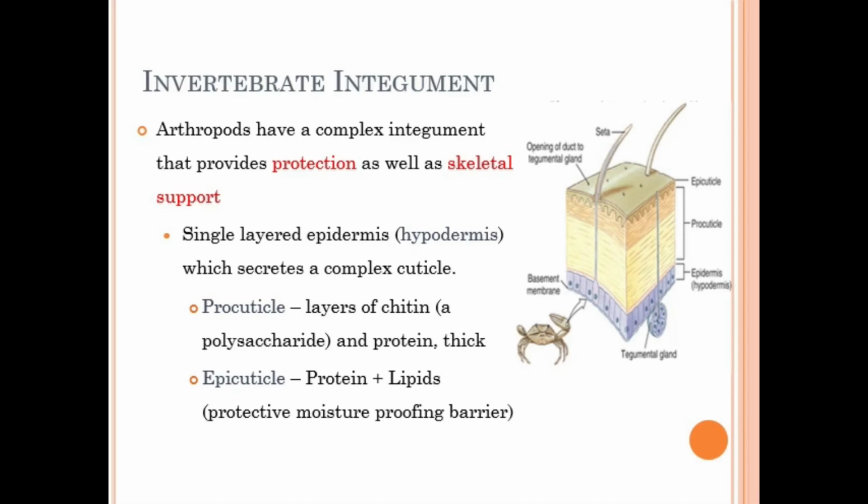In this diagram on the right, you see that the bluish cells are the basal membrane or the epidermis cells. On top of that, the light orangish and orangish layers are the procuticle, which provides major structural support and a rigid outer wall of the body. And then on top of that, the thin dark layer is called the epicuticle, which provides the waterproofing or lamination of the skin.